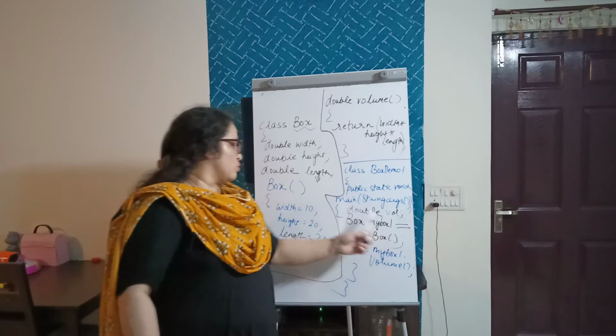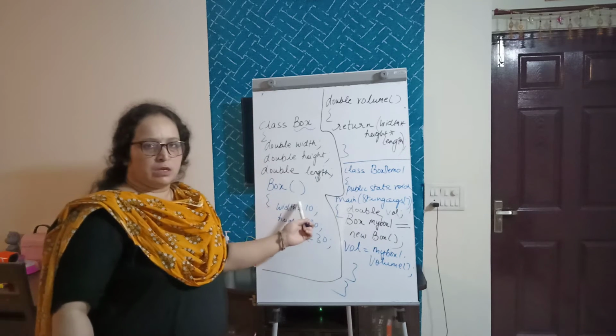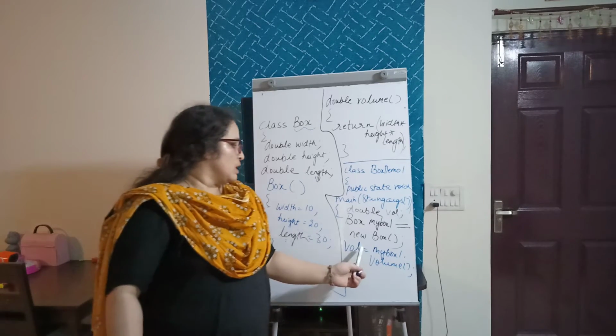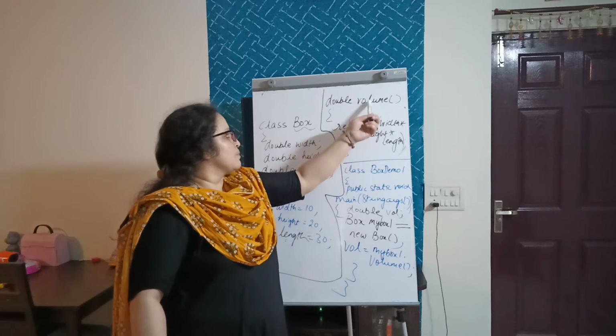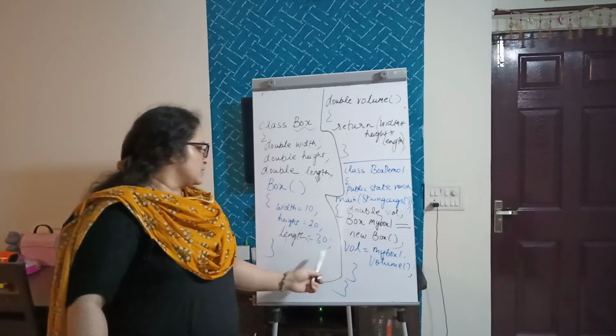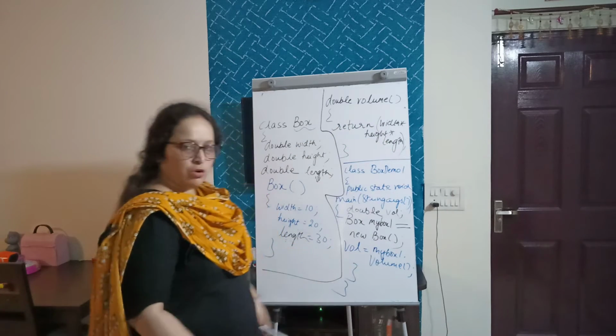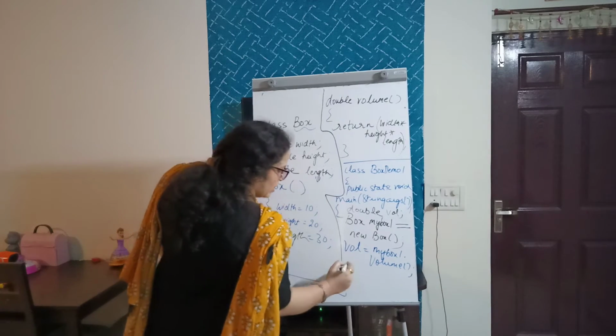new Box will go to the default constructor, where the values will be assigned. Then when you do vol is equal to mybox1.volume, it will go to the volume method and multiply these, and it will print the result. So obviously you have to print the result also over here.